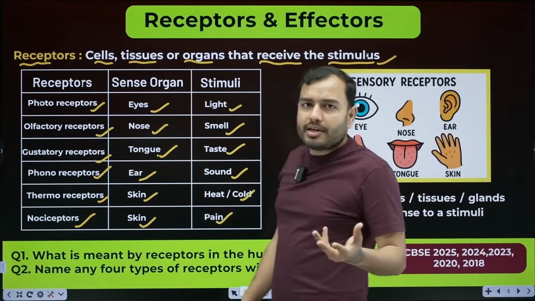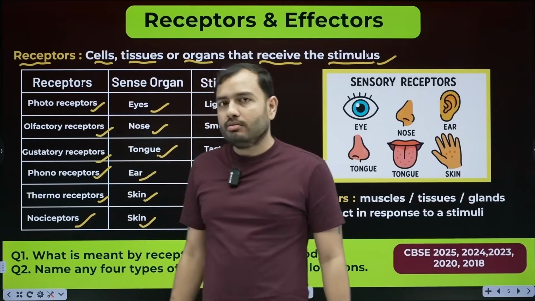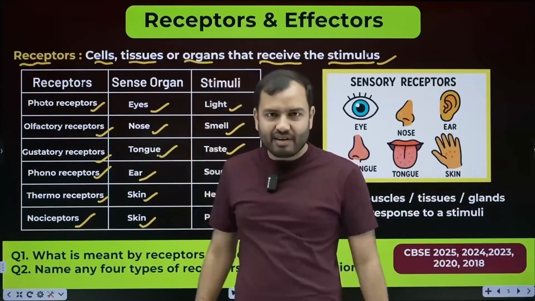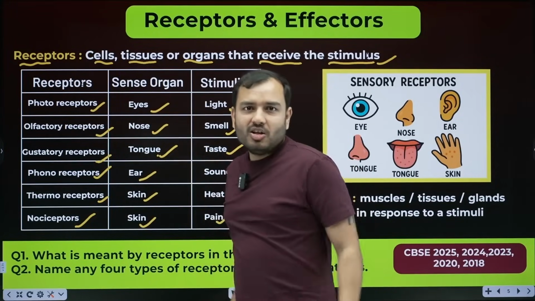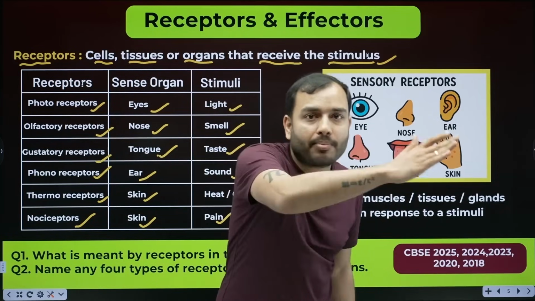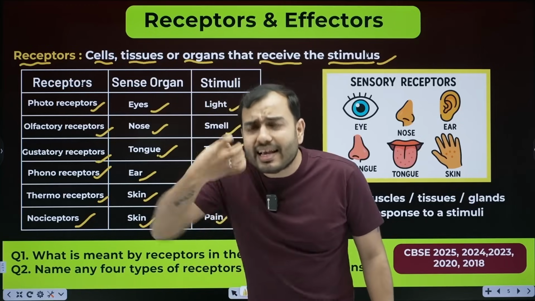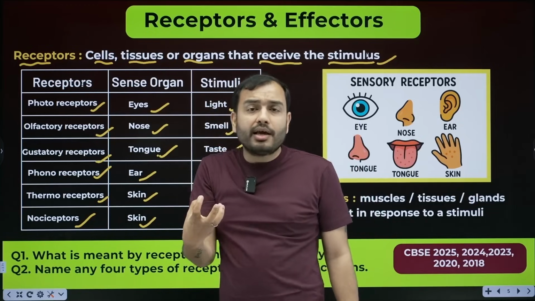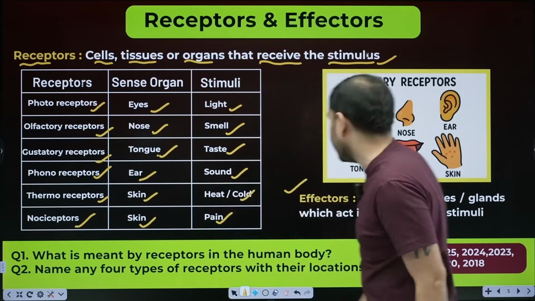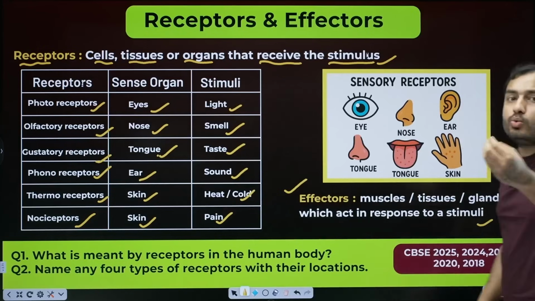Okay. Next is beta effector. Now what is an effector, beta? It brings the effect. Suppose someone slaps you. Nociceptors, pain happened to the skin. The signal went to the brain that bhai, we have been hit. The brain will say you hit back too. You hit back at them. What is this? It's an effect. So such cells, such tissues, such glands, such muscles, which respond, we call them effectors. Muscles, tissues, glands, which act in response to a stimulus.